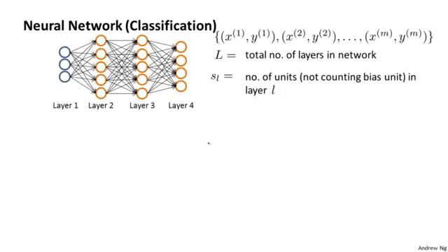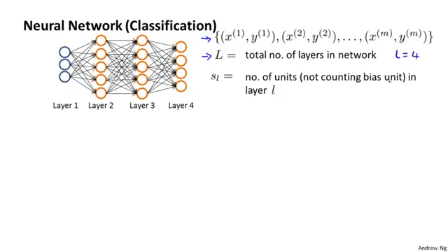I'm going to focus on the application of neural networks to classification problems. So suppose we have a network like that shown on your left, and suppose we have a training set like this of x_i, y_i pairs of m training examples. I'm going to use uppercase L to denote the total number of layers in this network. So for the network shown on the left, we will have capital L equals 4.